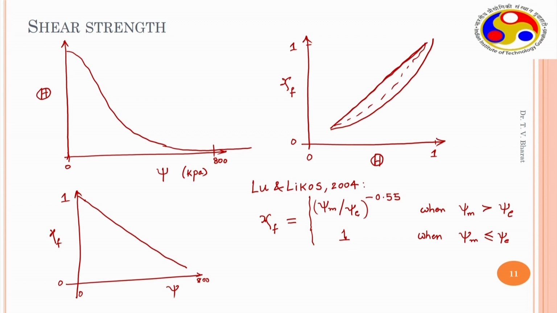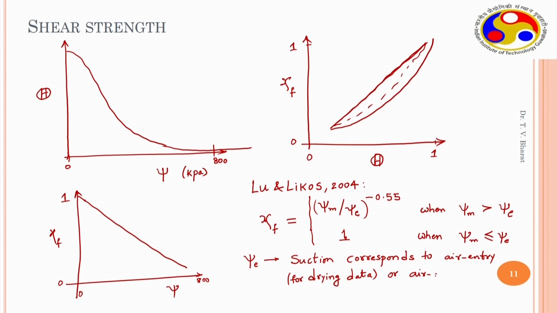So, what is psi_e? Psi_e is the suction corresponding to air entry for drying data, or air expulsion pressure.